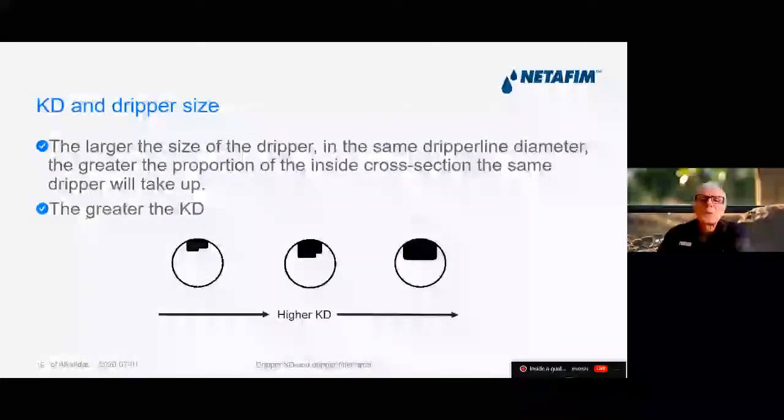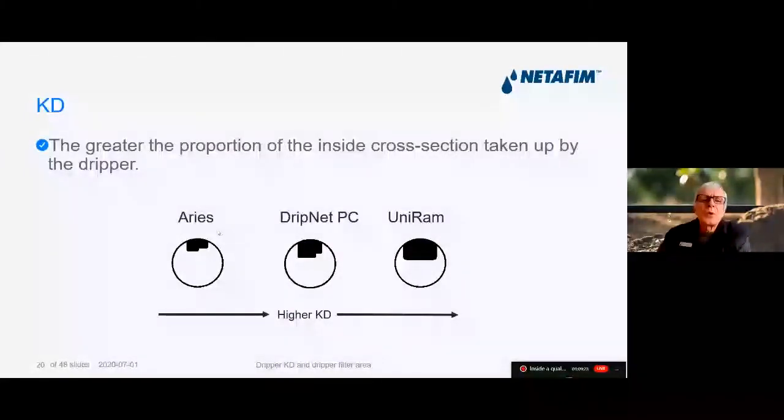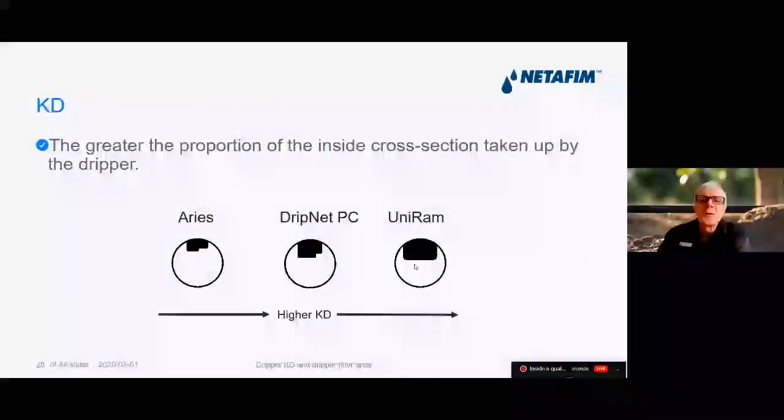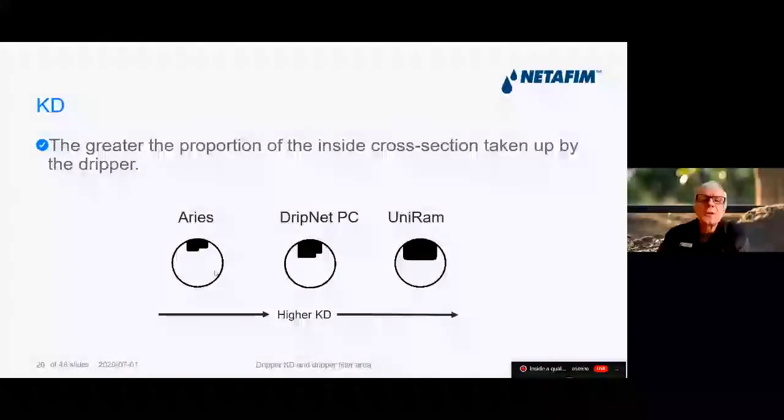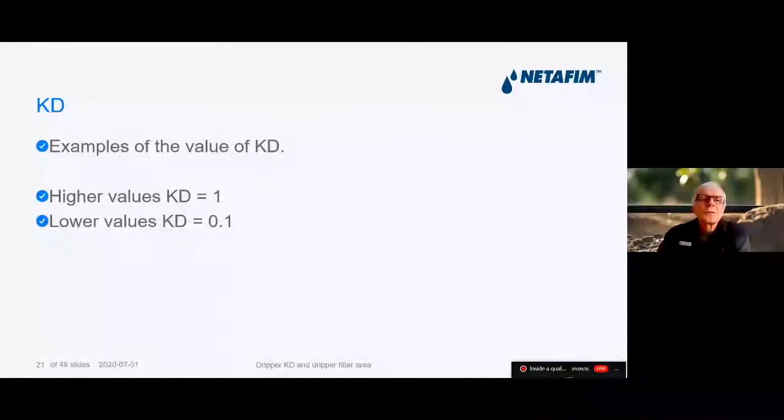And just to put some names to these, we have the Aries dripper, the DripNet PC, and Uniram. So if we put all of these into the same pipe diameter, the Uniram will have a higher KD than the Aries. Now the higher values of KD at the upper end will be 1, sometimes more than 1, and the lower values of KD, when it makes no significant impact, are a tenth of that, 0.1.